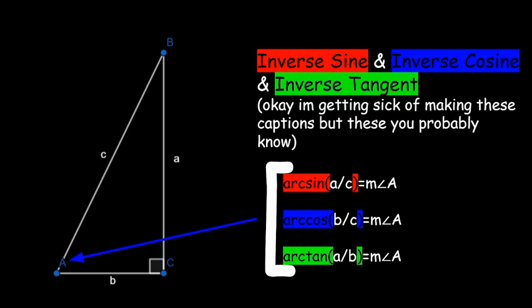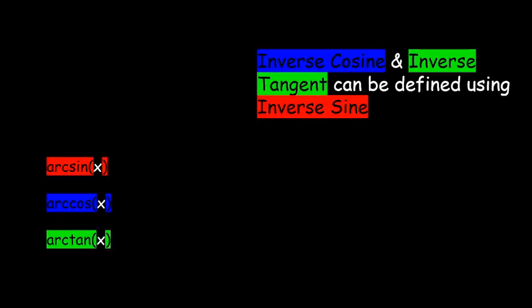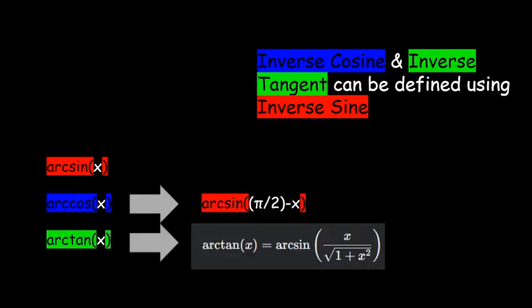When you take inverse sine, inverse cosine, and inverse tangent, you input a ratio and give an angle. Yeah, not much to say here. Anyways, you can define these with each other. Here they are. Yippee!